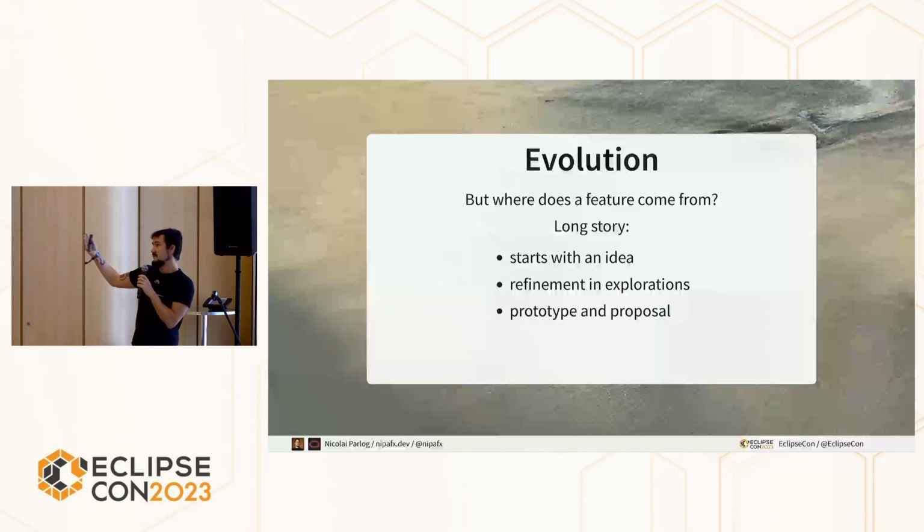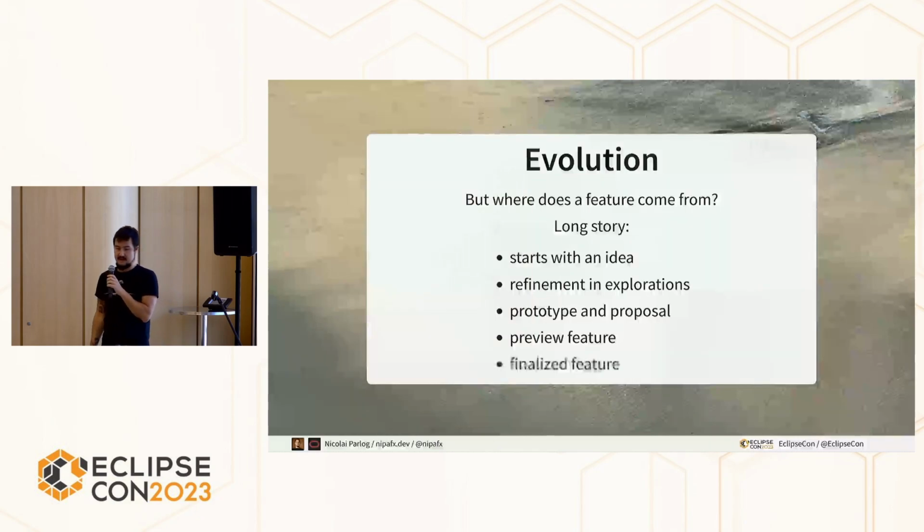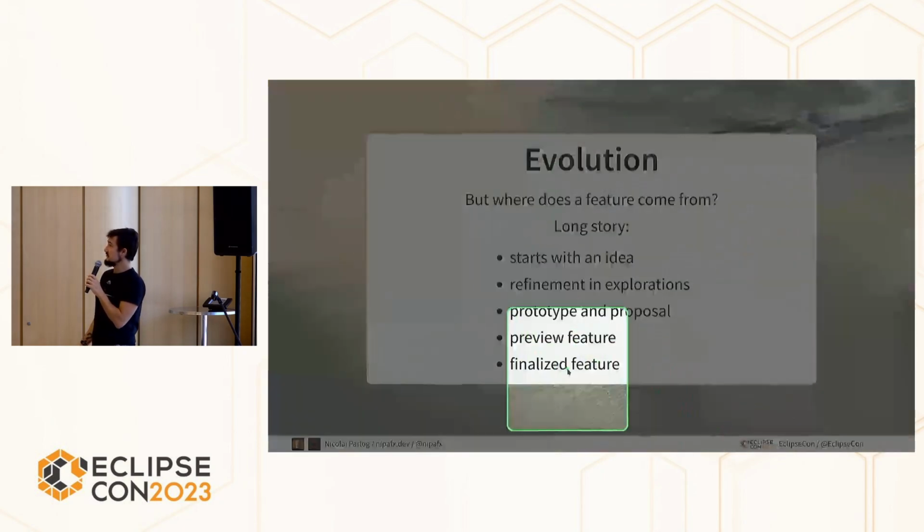Prototypes and proposal come after that, once a solution has been identified as promising. Usually we get to a preview feature then. That phase is somewhat new. In the end, we have the final feature, like text blocks. And what I want to do with you today is to go through this list from bottom to top.